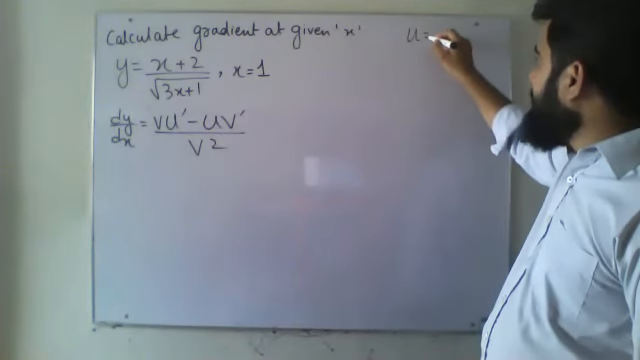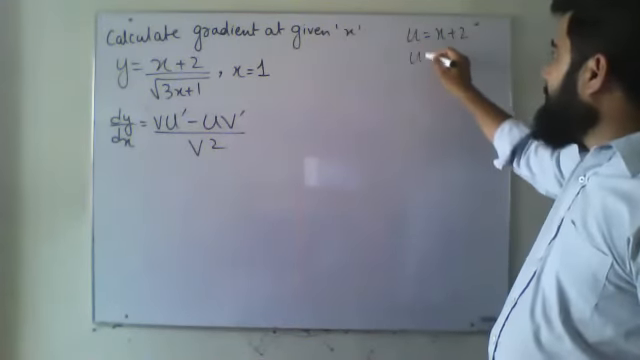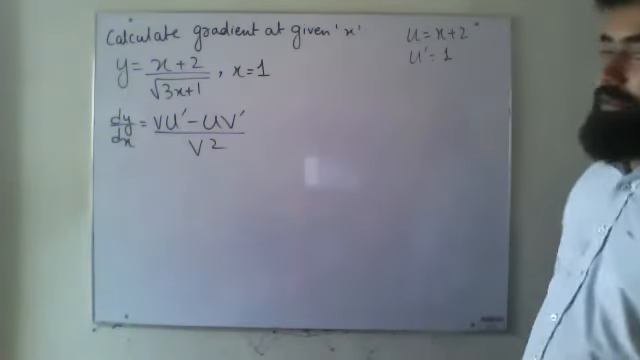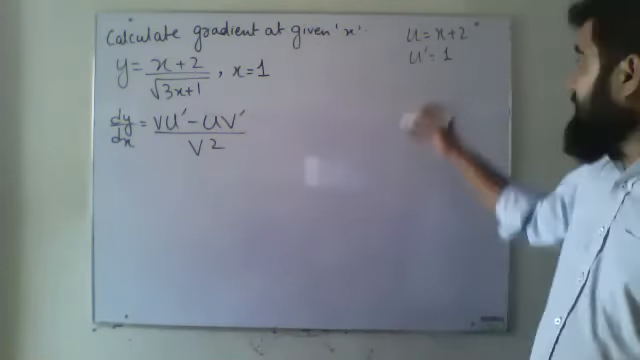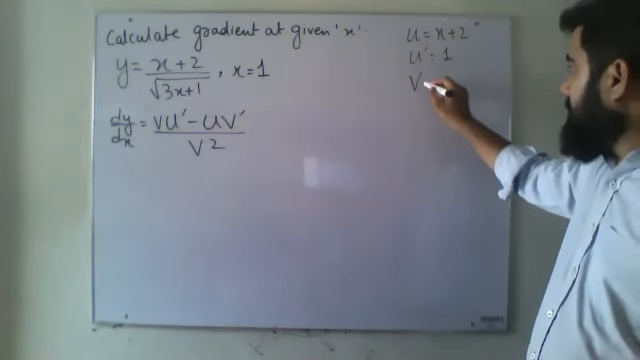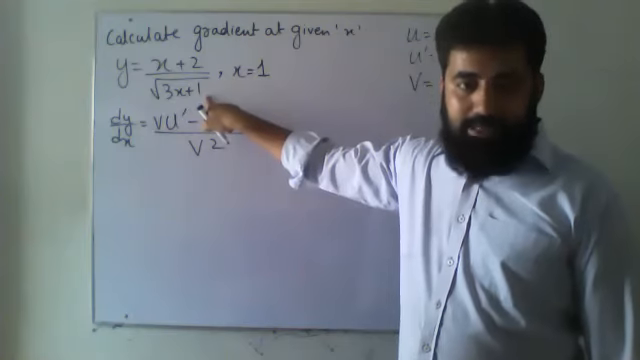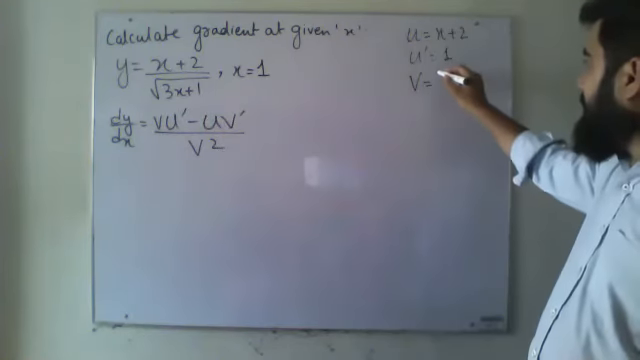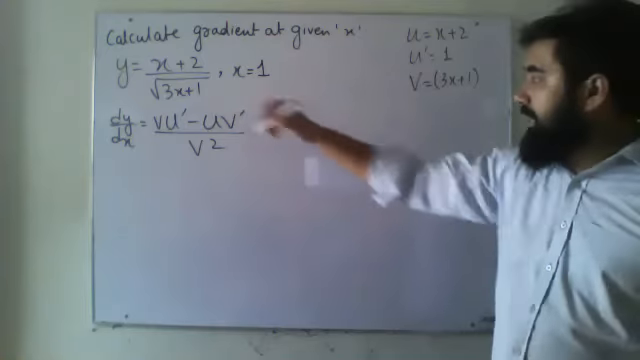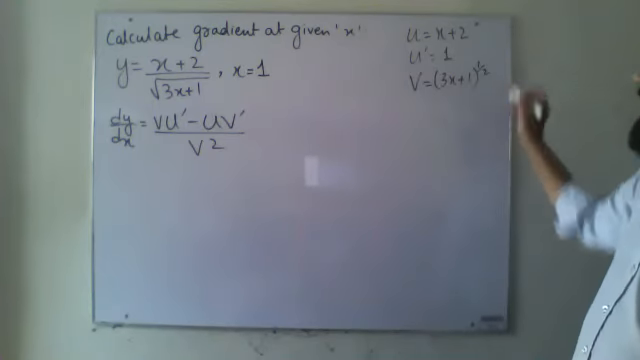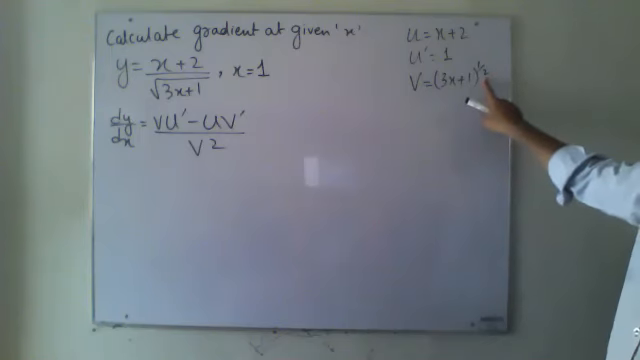Okay, first I'm taking u. So u is x plus 2 and the differential of u will be 1. After this, v is there. What is v? Under root 3x plus 1. That is my v. Instead of writing it in root, I have written 3x plus 1 in the 1 over 2 form, the half form. Power is half.